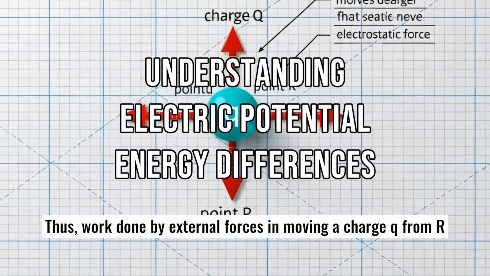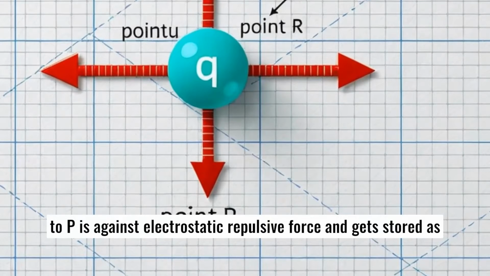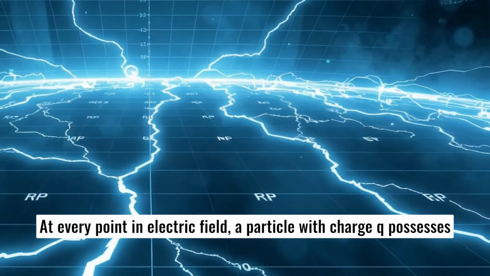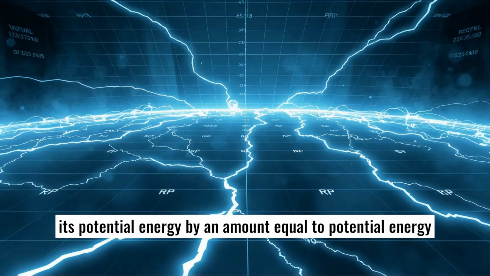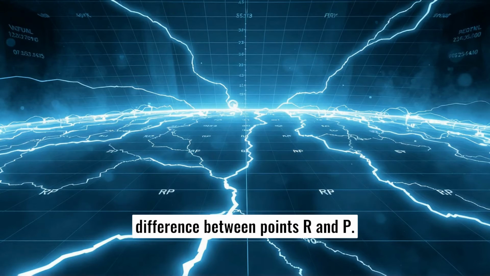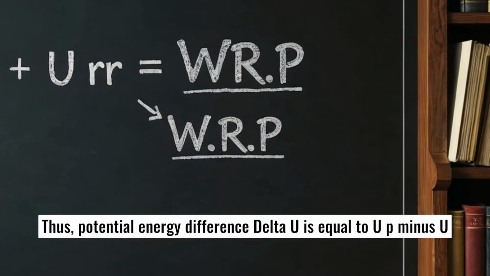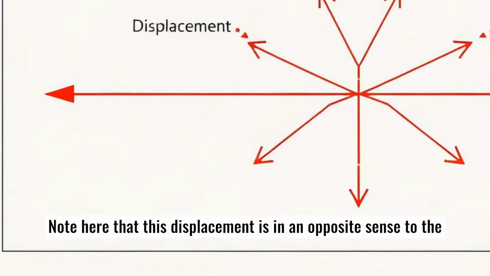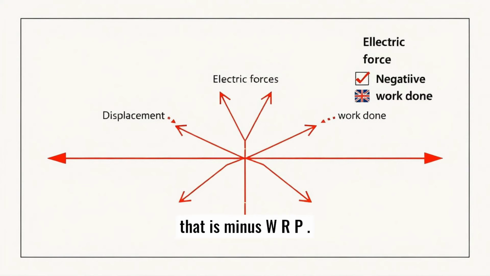Thus, work done by external forces in moving a charge q from R to P is against electrostatic repulsive force and gets stored as potential energy. At every point in an electric field, a particle with charge q possesses a certain electrostatic potential energy. This work done increases its potential energy by an amount equal to potential energy difference between points R and P. Thus, potential energy difference delta U is equal to UP minus UR, which is equal to WRP. Note here that this displacement is in an opposite sense to the electric force, and hence work done by electric field is negative, that is minus WRP.